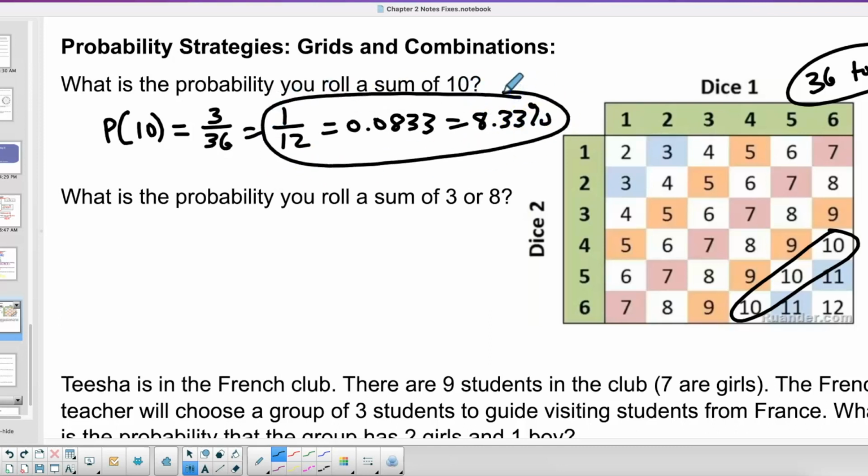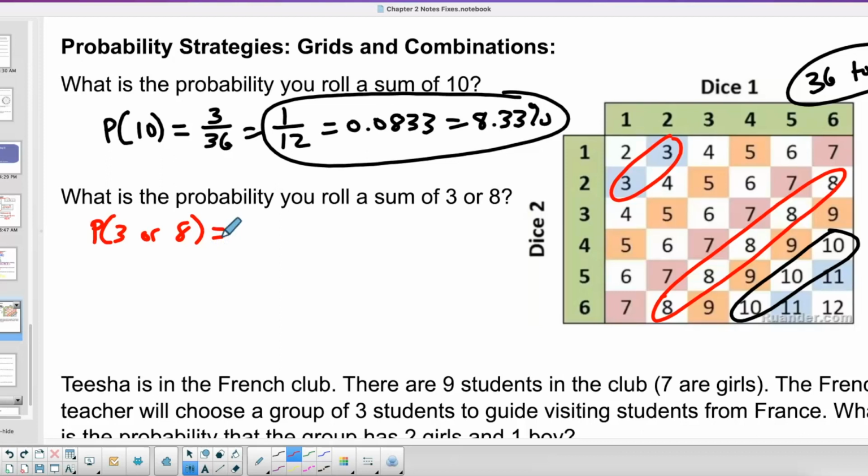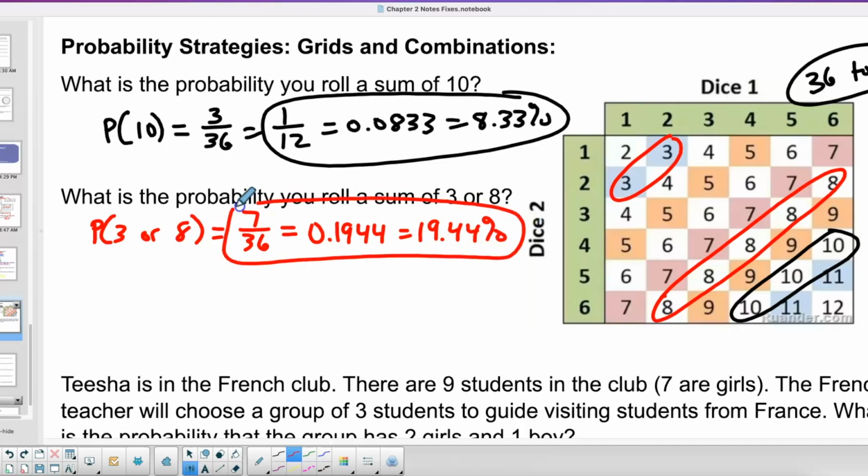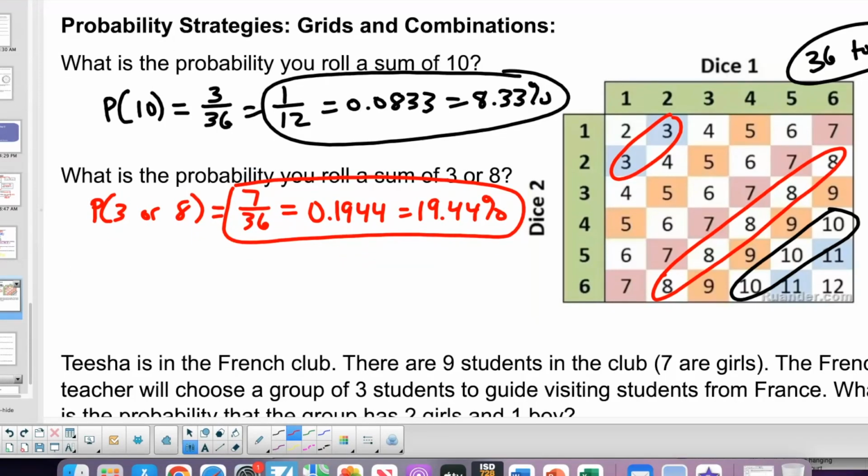If they want a 3 or an 8, just find all the 3s and all the 8s. That should be a total of 7. There's 5 ways to roll an 8, and there's 2 ways to roll a 3. So if we want a 3 or an 8, you can't get a 3 and an 8 at the same time, so nothing's getting counted twice. This is just 7 out of 36, and that comes out to 0.1944 or 19.44%. But then there's those ones that have combinations in them, so we'll get into that next.